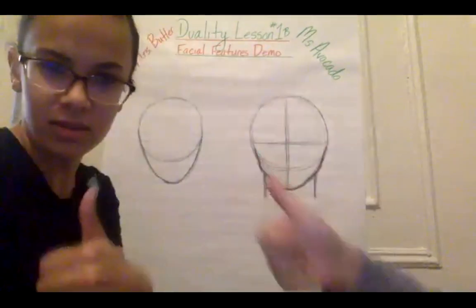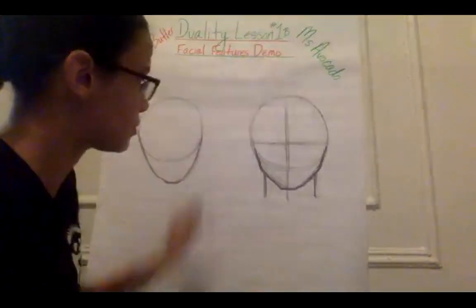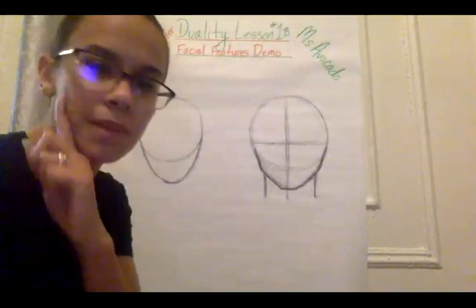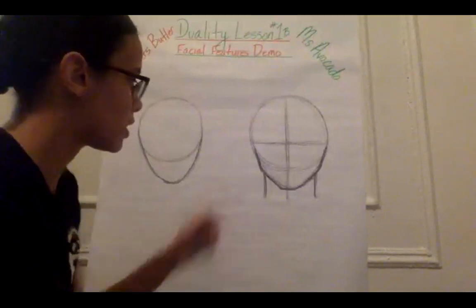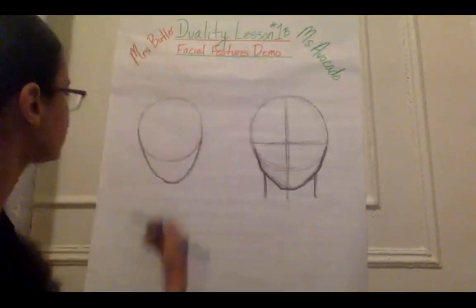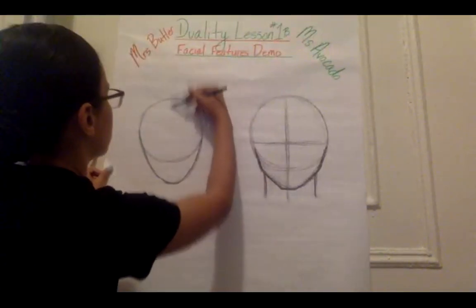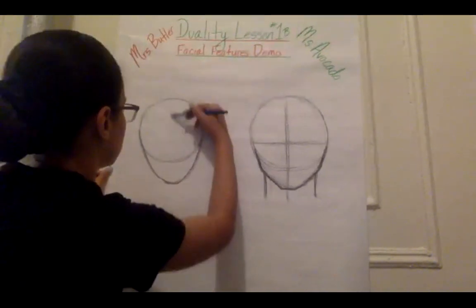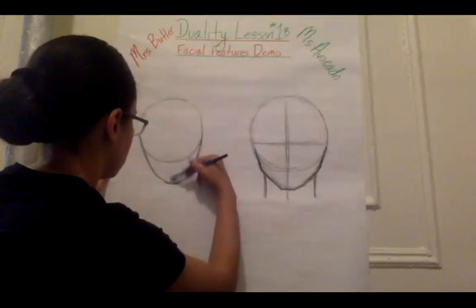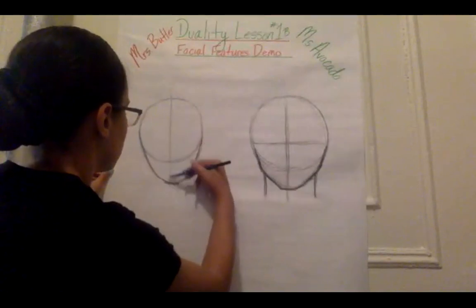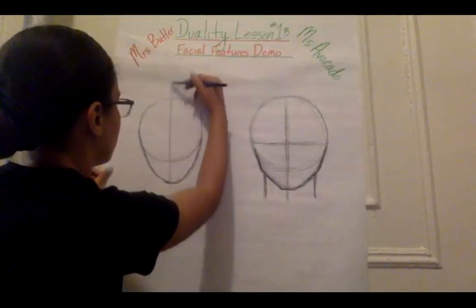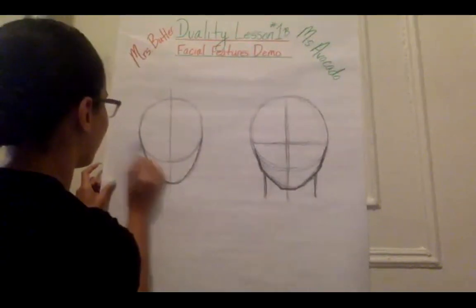Okay. So now I have the shape of my face, the bottom half at least. And then I'm gonna go ahead and draw my cross down the middle. Ooh, we got that in only a couple swoops. Nice.